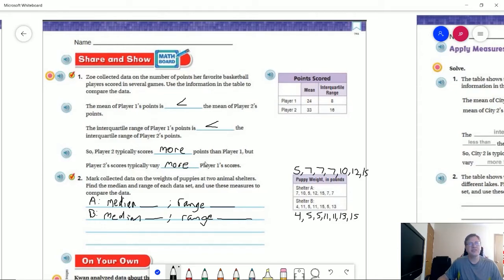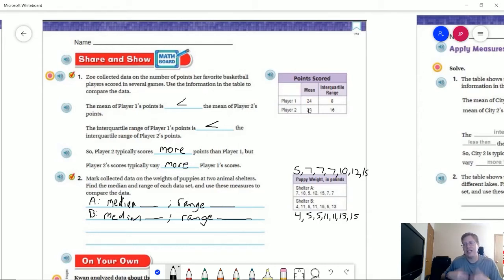If you're looking at this from a sports perspective, I would argue that player one is probably more consistent, but doesn't have as high of an output, especially on the top end, as player two could. But player two is really hit or miss. They'll have days that are really, really good, and they'll have days that are really, really bad.